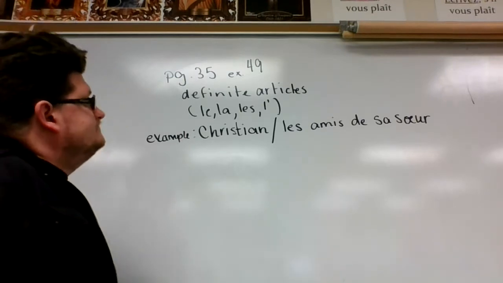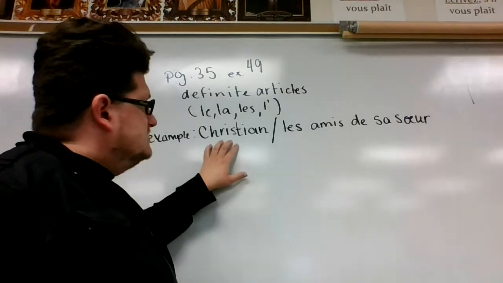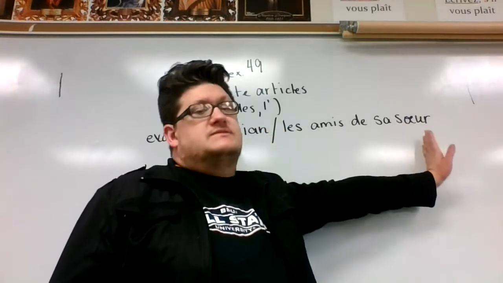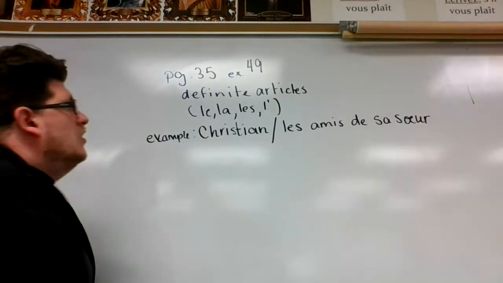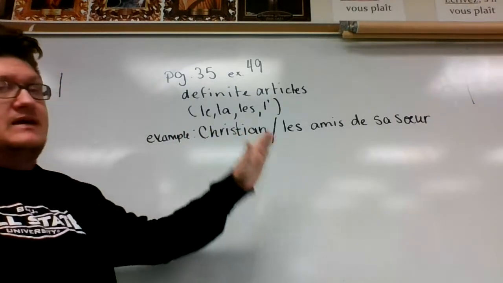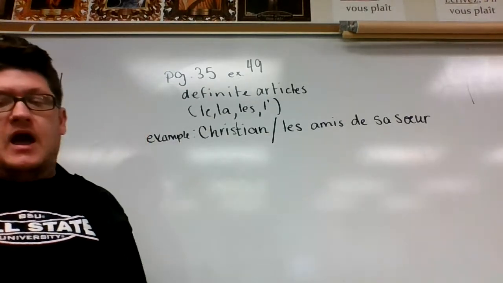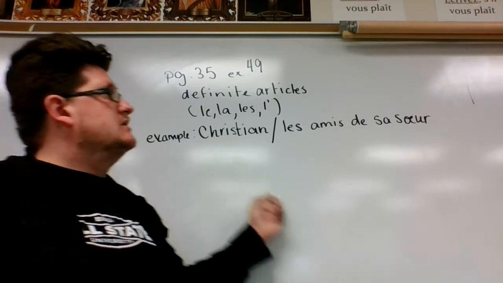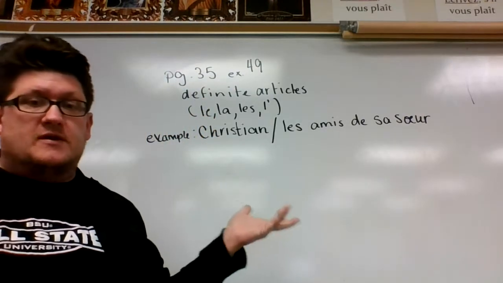For example, we have Christian, and this is how all of your sentences will be structured. Subject, in this case Christian, slash les amis de sa sœur, which is the rest of the sentence. What you need to say is Christian gives a gift to the friends of his sister. All of them will be set up in a similar way. The only things that change are the subject and the end of the sentence. They'll all use the same verb construction.